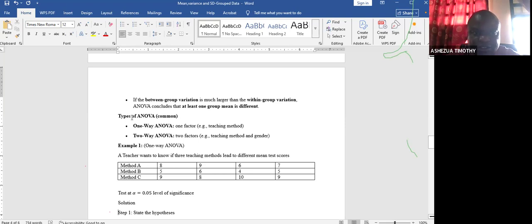So we have basically the types of ANOVA. One-way ANOVA, that's one factor, for example teaching method. Then we have two-way ANOVA, 2 factors, for example teaching methods and gender. But in this class today, since we don't have time, in fact, today is the last class.